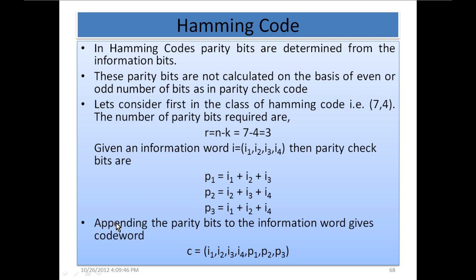Appending the parity bits to the information word gives the code word. The method of appending the parity bits to the information bits is very similar to that of the parity check code method. The only difference is that now we are adding 3 parity bits instead of 1.